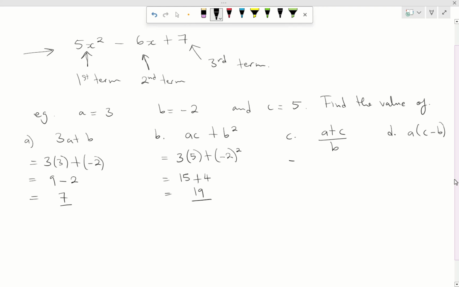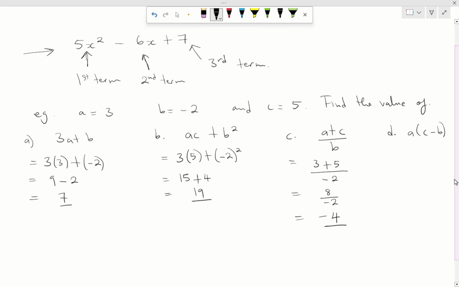And then for part c, we have a plus c over b. a is 3, c is 5, and we have all this over negative 2. So 3 plus 5 is 8, divided by negative 2, and our answer becomes negative 4.